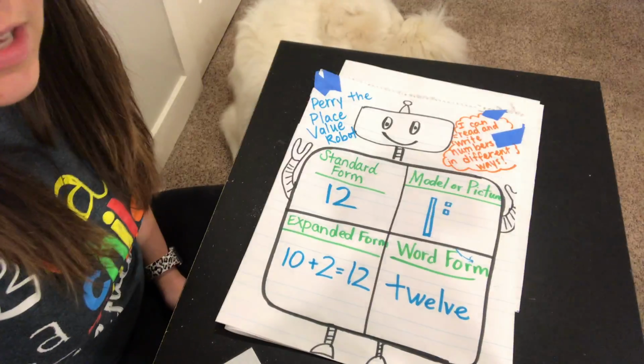Everybody. So last week we talked a lot about place value. We talked about what digits are. We talked about what place and value meant. We talked about tens and ones. And so let's kind of review.